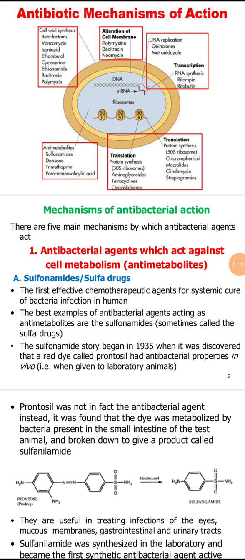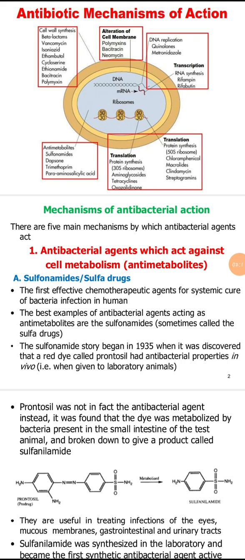Fourth, aminoglycosides like gentamicin, streptomycin. Fifth, tetracyclines like oxytetracycline, doxycycline. The sixth, macrolides like azithromycin, clarithromycin, erythromycin. Seventh, polypeptides like polymyxin B. The last, nitrobenzene derivatives like chloramphenicol. These are the classification based upon the chemical structure.